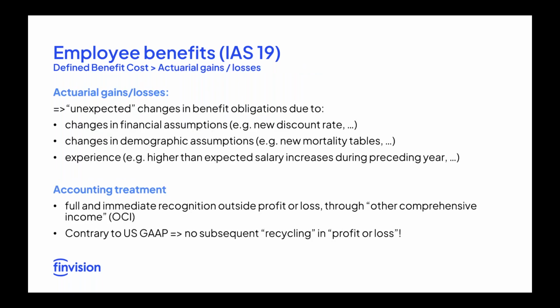What are then actuarial gains or losses? Those are unexpected changes resulting from changes in your actuarial assumptions. We will come back to that later on, in what kind of assumptions we can have in practice. One part are the financial assumptions, for example, a change in the discount rate. You have demographic assumptions, such as the mortality tables, or experience, which could be the expected salary increases or the expected turnover of the staff. Those are the different kinds of assumptions.